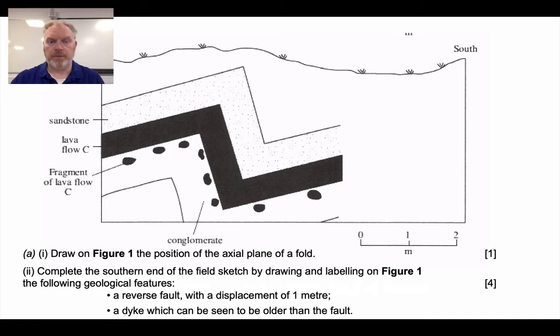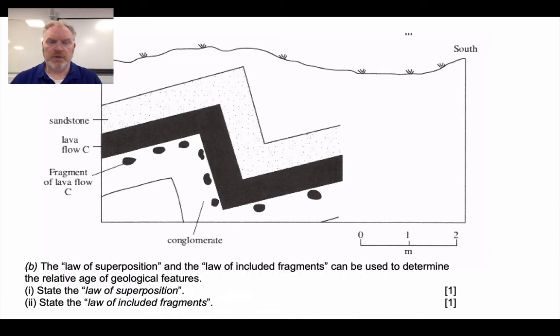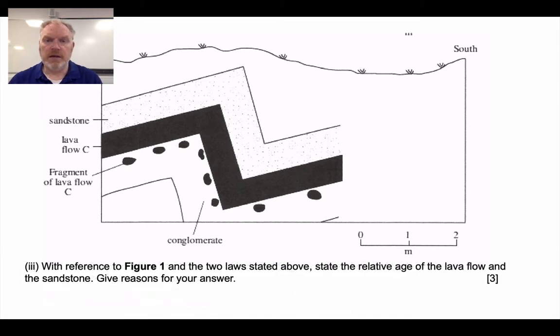Okay. The main part of this task, though, is to apply some of the relative dating techniques that we've been learning. Looking at what the law of superposition is, and also what we mean by included fragments. Key part of this task, then, is to sort out the age of these beds. That's what you need to do. Have a go at that now. See what you can come up with.